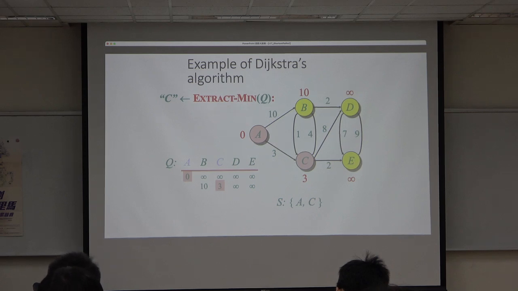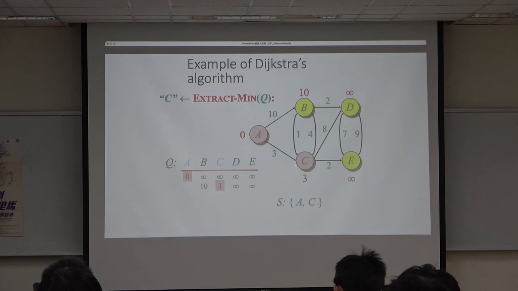Why? Because we will prove that later. But I want you to think about this. Intuitively, it is impossible, at a later time, for the source to C to have a lower path weight. It is impossible. So anyway, the set S will include A and C.